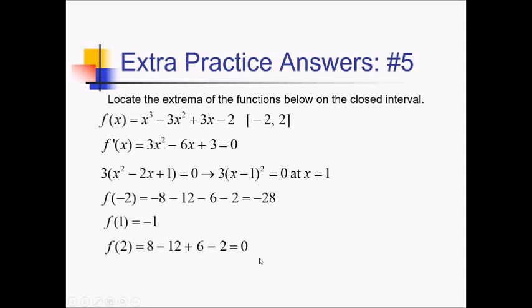Out of all of these, the most negative, the smallest, is this -28, so that's our absolute min. And there isn't really a whole lot of great choices for absolute max, but 0 is the least negative out of all of these. In fact, it's not negative. It's the only non-negative number, so 0 is the absolute max.